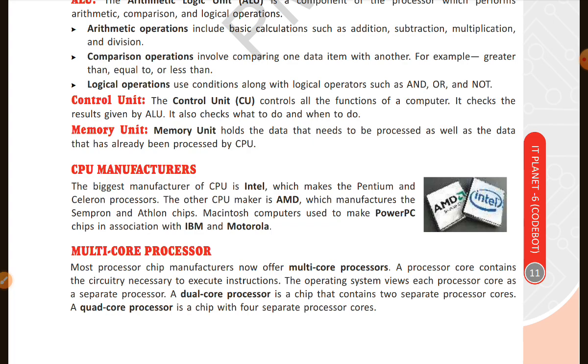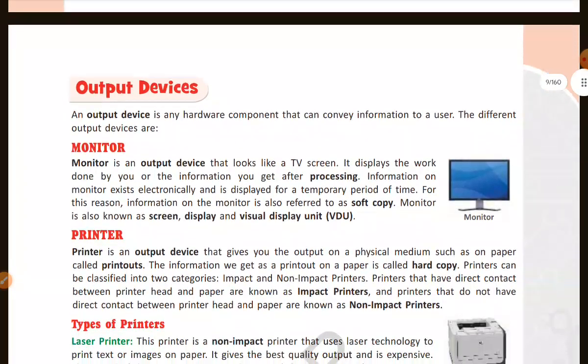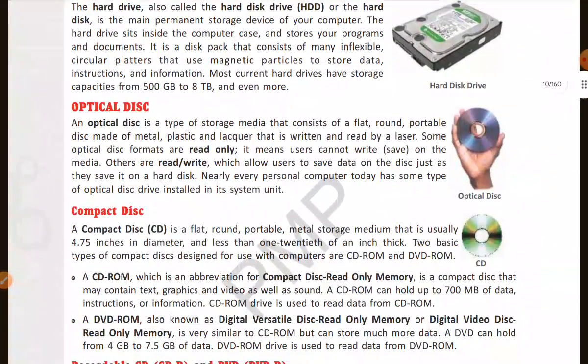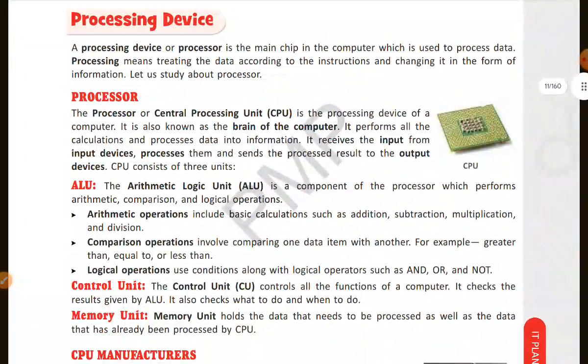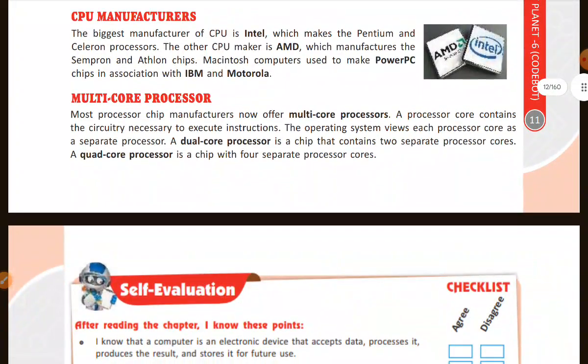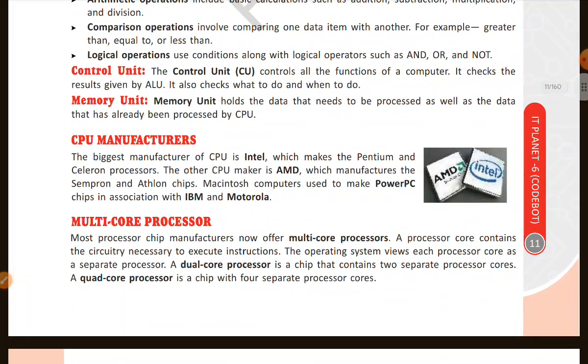Now, what is a multi-core processor? Multi-core processor means core. What is basically a core? Core means a single processor. Core is a chip. Here the image shown. This is a core, a single core processor CPU. Here, multi-core means more than one core. Dual-core processor means which consists of two cores. Or quad-core means four cores assembled in a single processor.